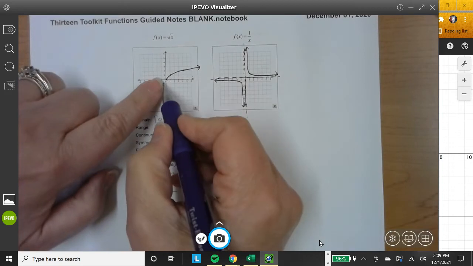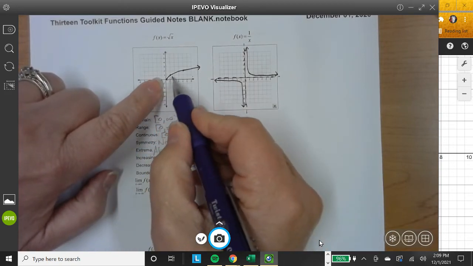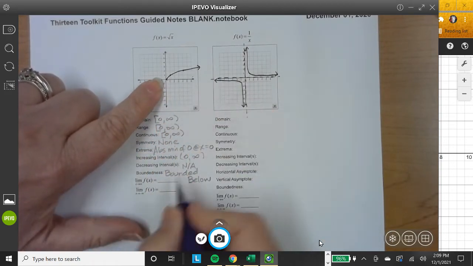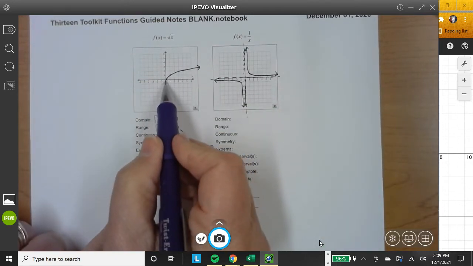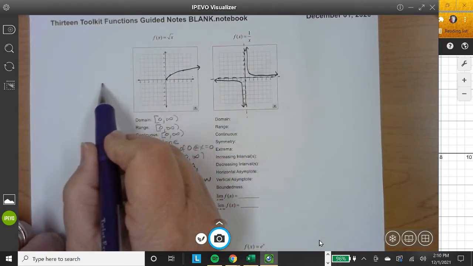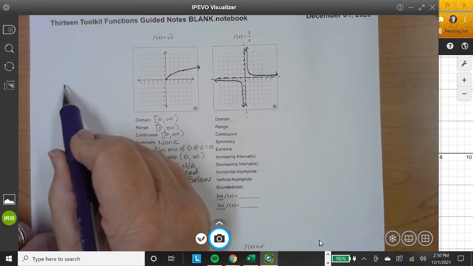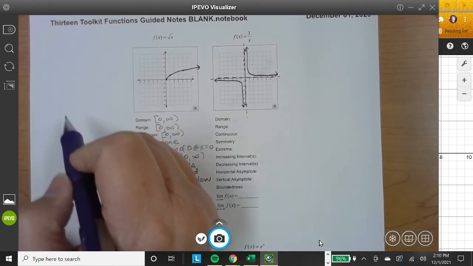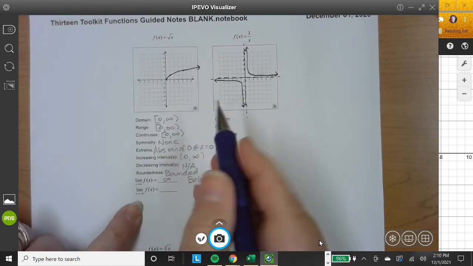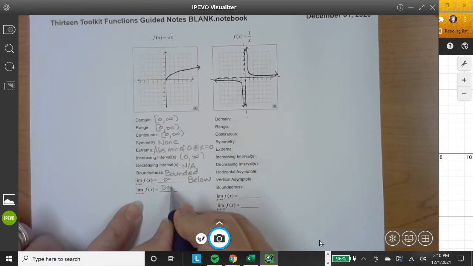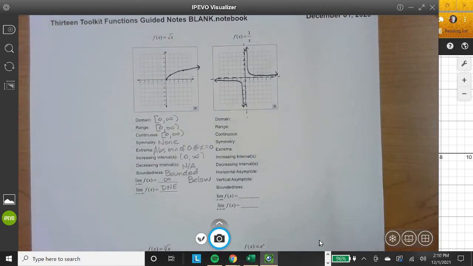Well, the limit as x goes to infinity, f of x or y is headed towards infinity. The limit as x goes to negative infinity. Now, if I were to travel down this x-axis all the way to negative infinity, and I were to look up and down, is my function even existing over here? The answer is no. So this would mean that the limit doesn't exist because my function doesn't exist there. Okay, so that's the square root function.